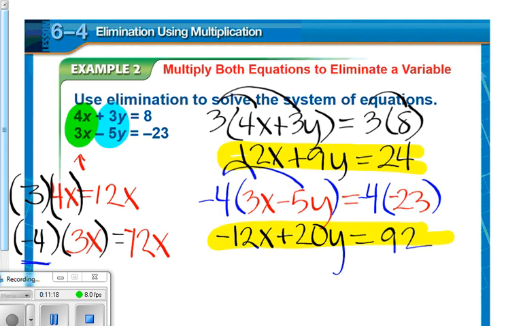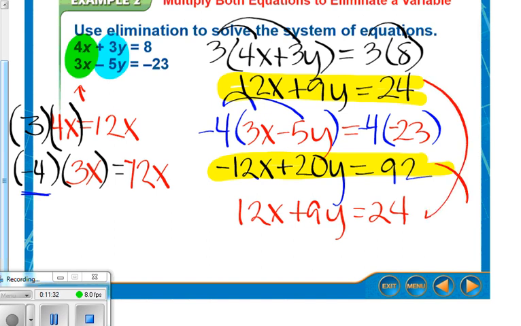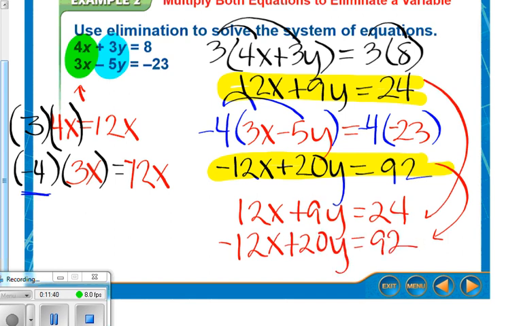I'm going to rewrite this. Okay, I'm going to start off with 12x plus 9y equals 24. That's the top one, right? And then I'm going to bring down the bottom one. Negative 12x plus 20y equals 92, right?